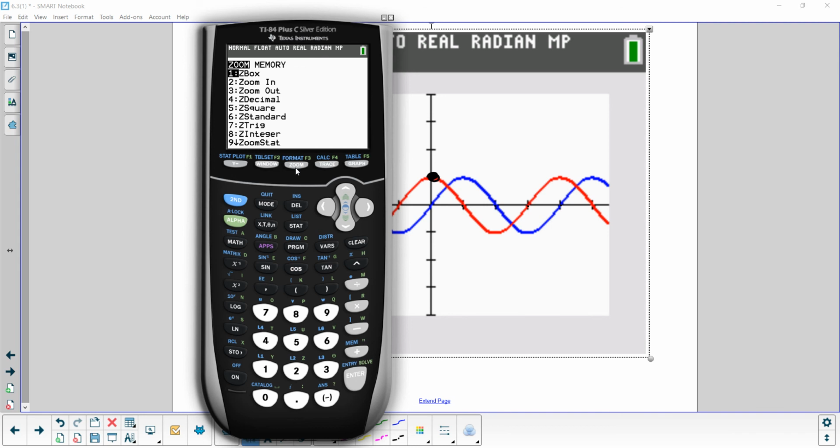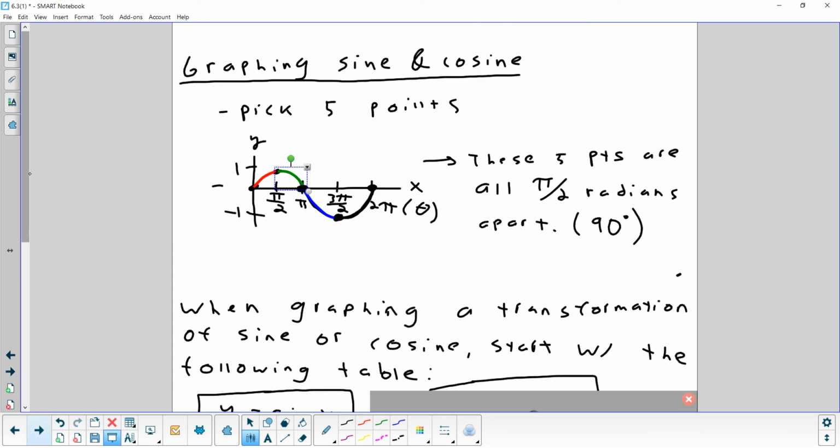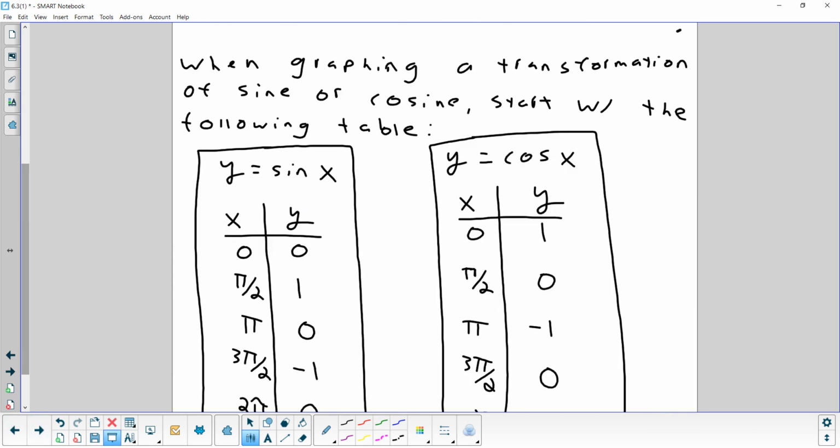Okay, so as Tyler just said, 0, 1. Pi over 2, 0. Pi, negative 1. 3 pi over 2, 0. 2 pi, 1. And we're back where we started. Those 5 points are the 5 points in that table. So if you have to do a transformation of sine, start with the table on the left. If you have to do a transformation of cosine, use the table on the right.